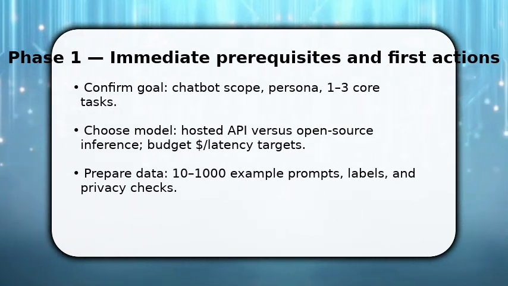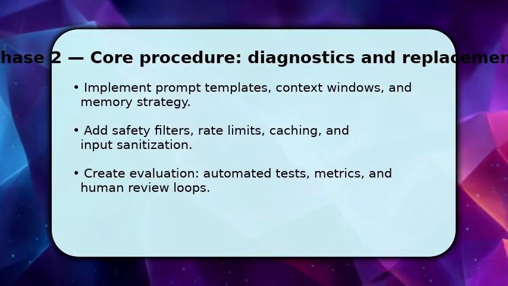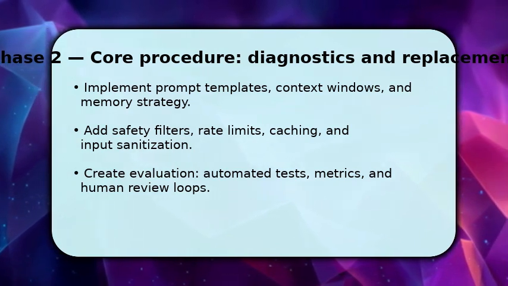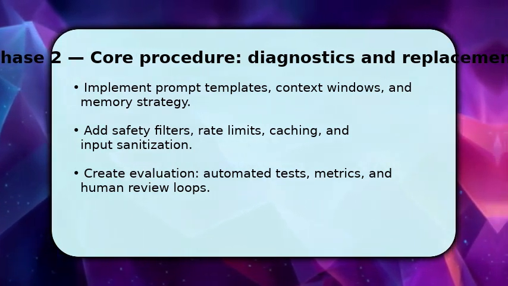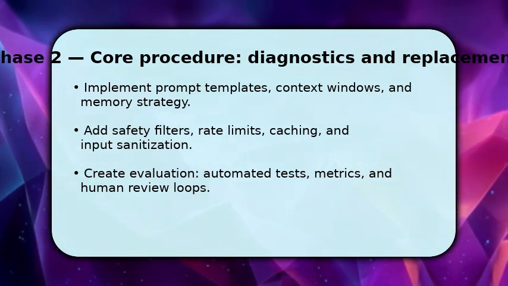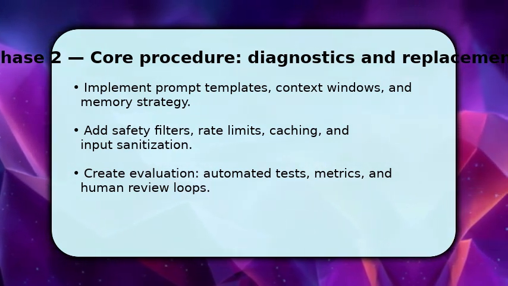You now construct the core pipeline. Design prompt templates that include context, system instructions, and slot values. Make sure to manage token limits with context windows and a memory strategy, short-term versus long-term. Integrate safety filters and input sanitization before sending requests, and implement caching and rate limits to control costs.